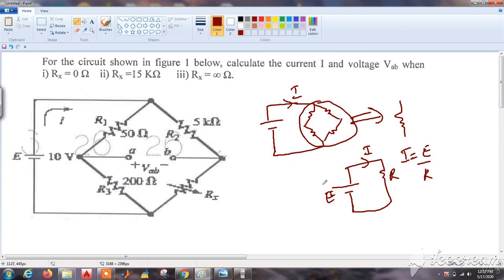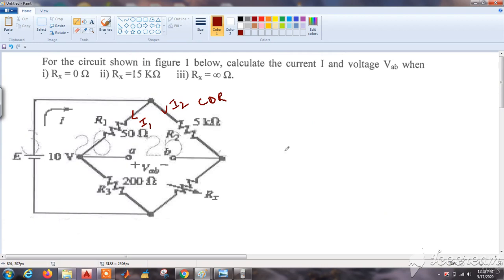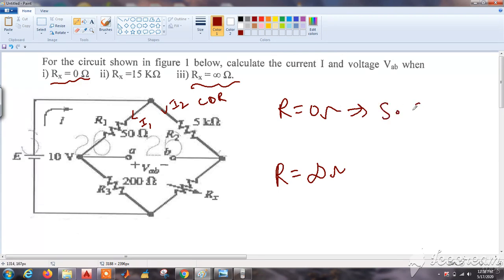Suppose in the exam you are asked to find the branch currents, suppose this is I1, suppose this is I2, then you can use the current division rule to solve it. And also please remember that two special cases are given, that is when the resistance was 0 and when the resistance was infinity ohms. For 0 ohms we have already seen that it is the condition of short circuit, and similarly infinity ohms is the condition of open circuit.